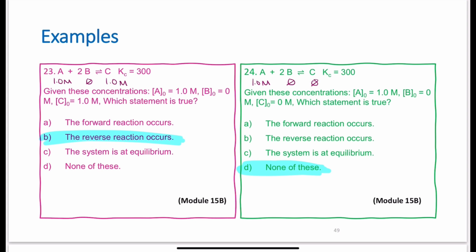It's none of the above. The reaction is not going to go forward. The reaction is not going to go in reverse. And the reaction is not at equilibrium because I don't have all the species present. No reaction will occur, so therefore none of the above.